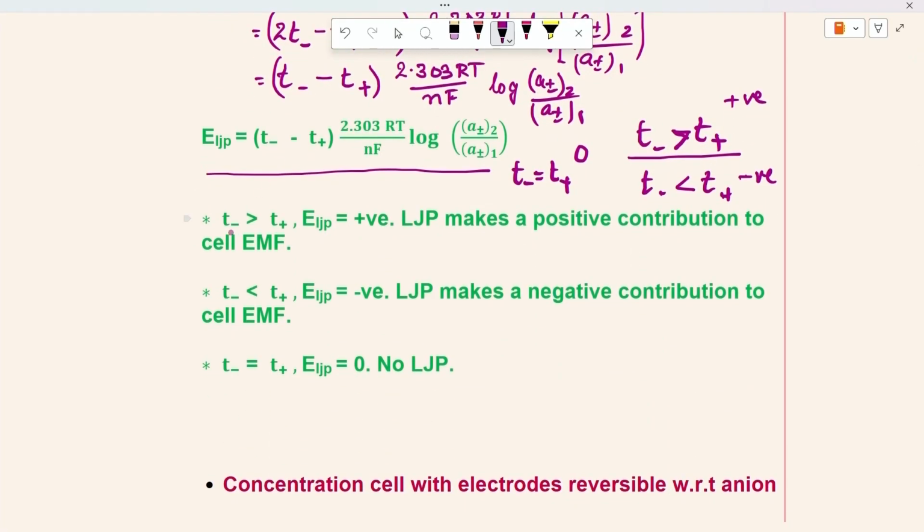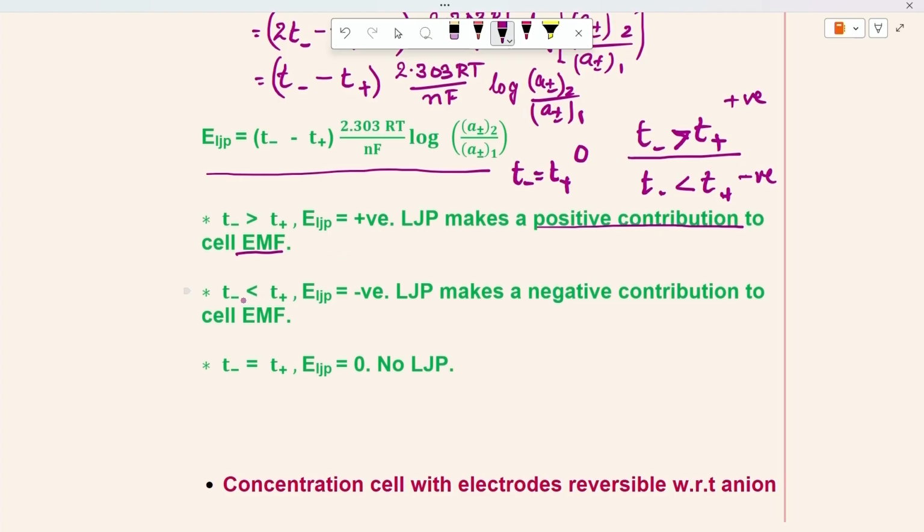If T minus is greater than T plus, ELJP will be positive, and the liquid junction potential makes a positive contribution to the cell EMF. It gets added up to the EMF of the cell, so it will be a greater value than the normally expected value.